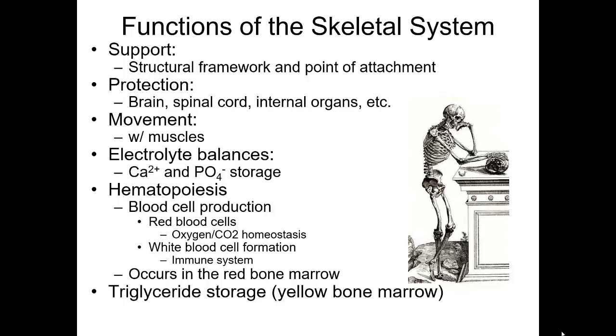Now, bone is a connective tissue, a solid connective tissue. Now, as with any connective tissue, there is a ground substance. The difference between loose connective tissue and bone connective tissue is that the matrix or the ground substance in bone is hardened or calcified by minerals such as calcium phosphate.